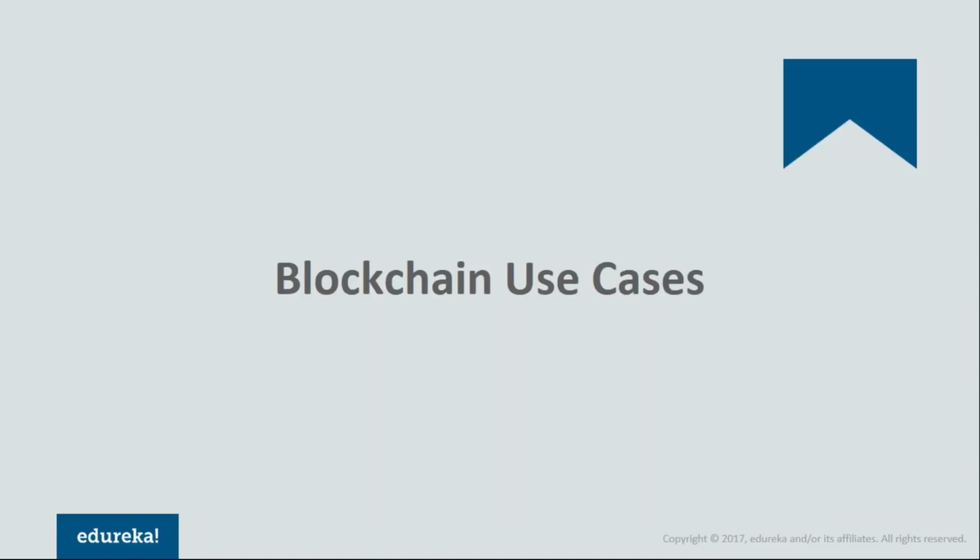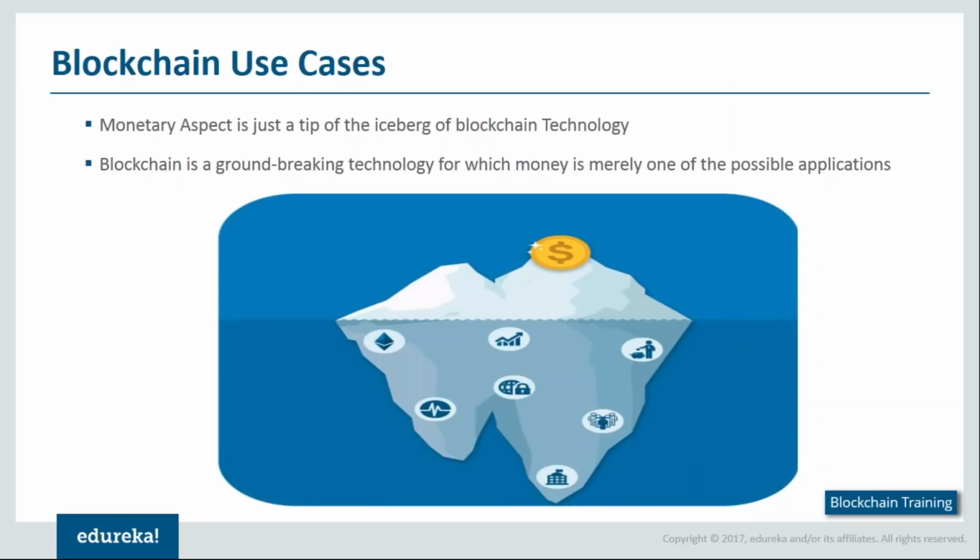Okay, now moving forward, let's look at blockchain use cases. As I had mentioned, the monetary system is basically just the tip of the iceberg. Blockchain is being used across different domains. One major domain where blockchain is presently being used is supply chain management. Apart from that, blockchain is also being used for the election system.